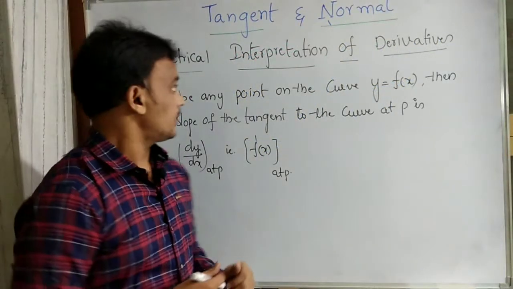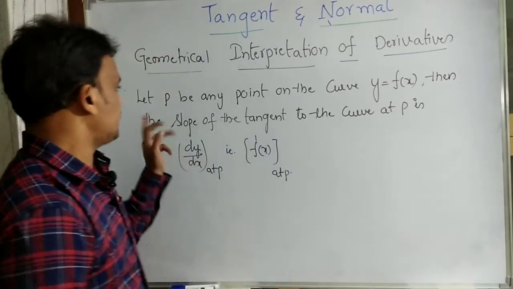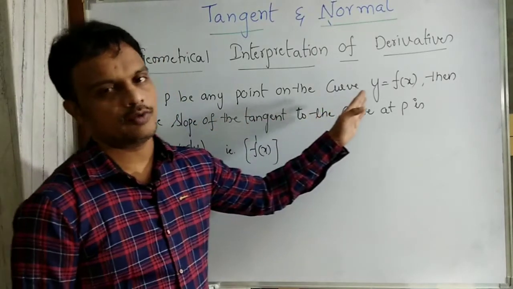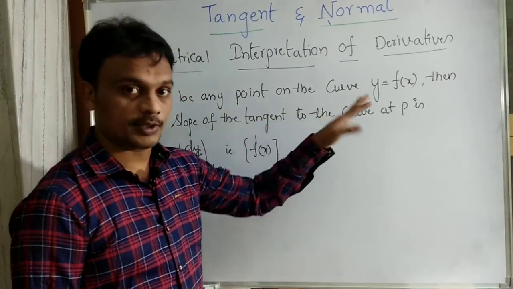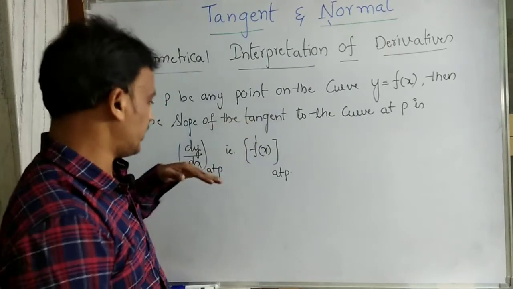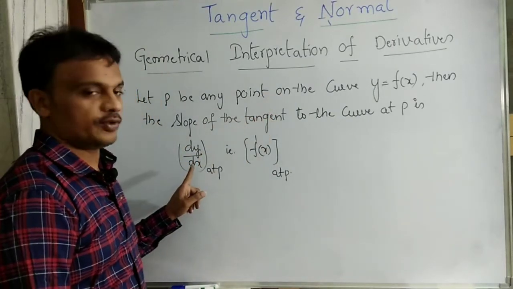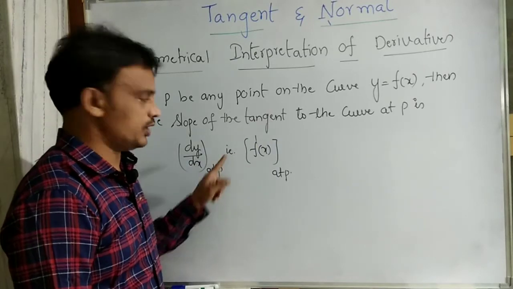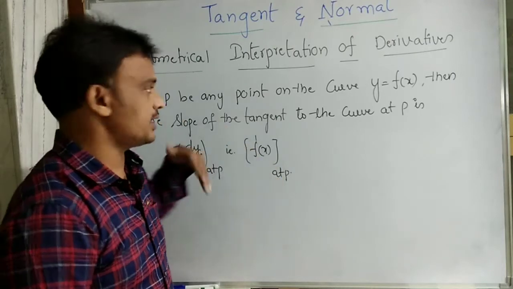Yes, let us see the geometrical interpretation of derivatives. Let P be any point on the curve y equals f of x. Then the slope of the tangent to the curve at that particular point is dy by dx, the derivative of that function with respect to x at that particular point P, which is f dash of x at the point P. How is it? Let us see.